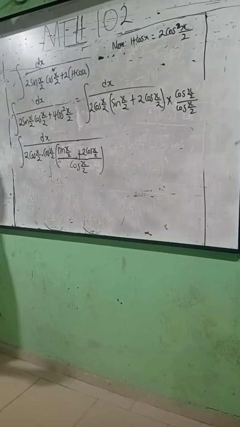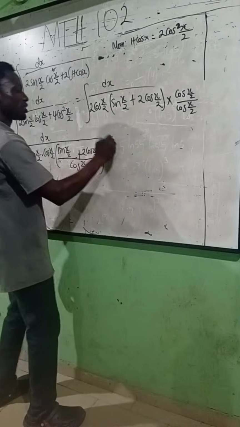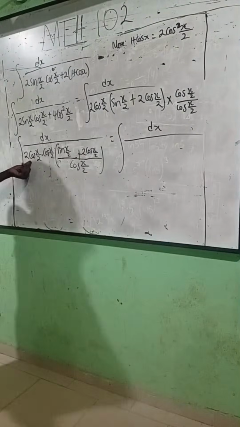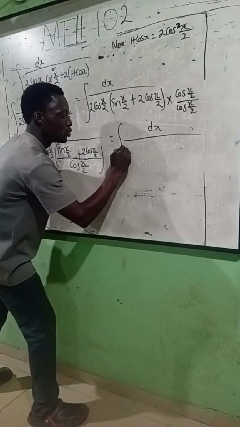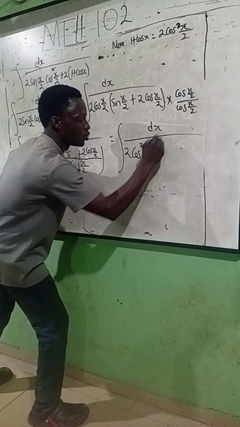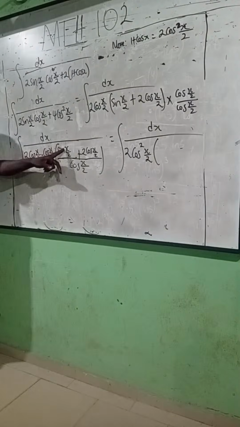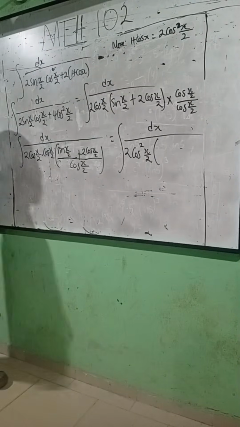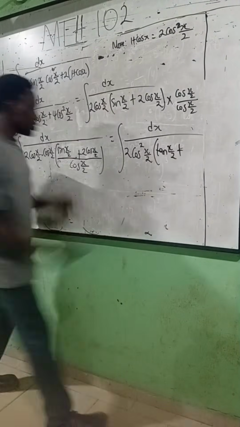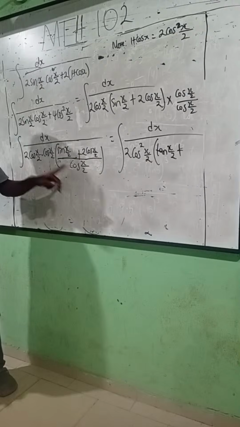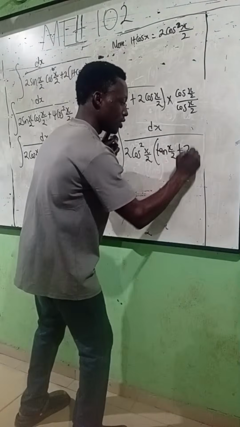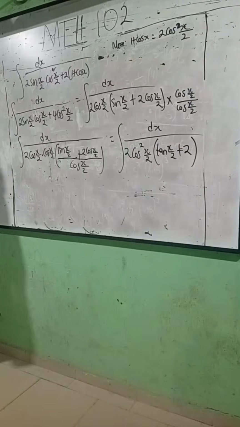Are we together? So here now we have the integral of dx divided by this times this: 2 cos square x over 2, over sin x over 2 divided by cos x over 2. We have tan x over 2 plus 2 cos square x over 2 divided by cos x over 2, which is 2 cos x over 2 over cos x over 2. That's 2. Are we clear on that part?